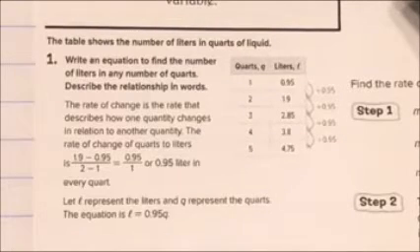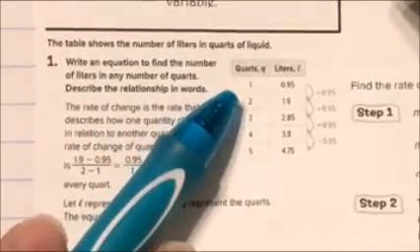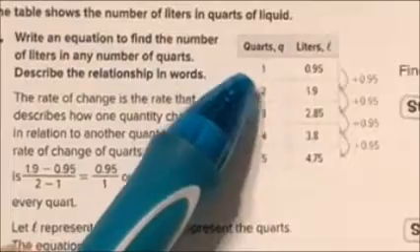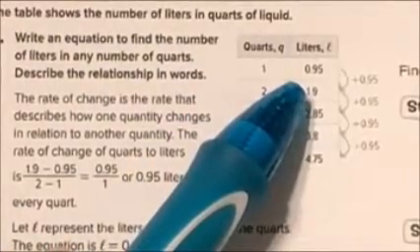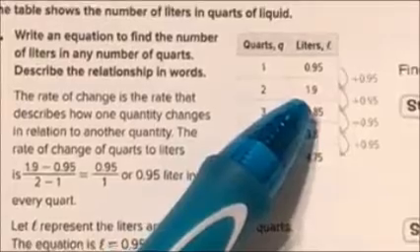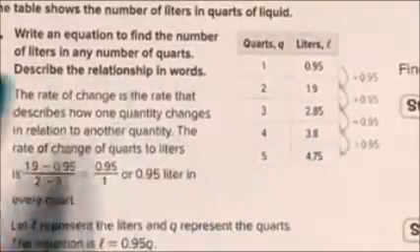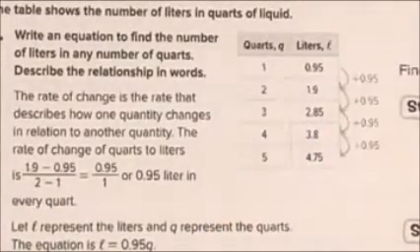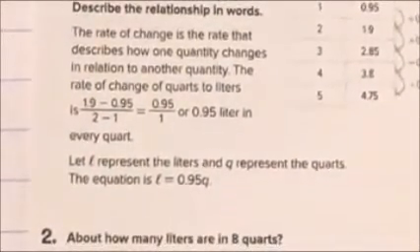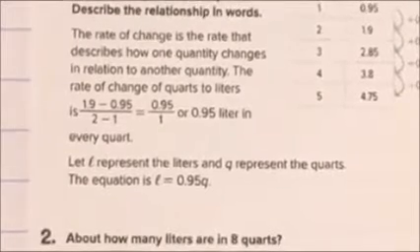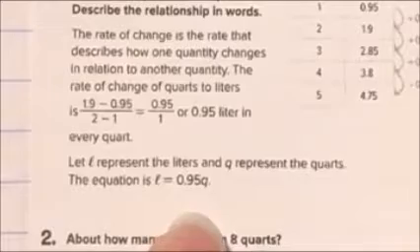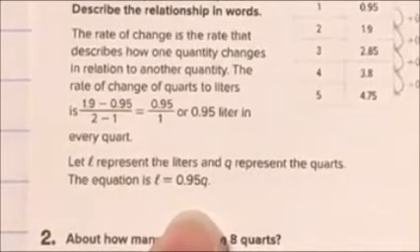So the rate of change is the rate that describes how one quantity changes in relation to another. So if I look at my table over here, it says 1 quart is 0.95 liters. 2 quarts is 1.9. This is a change of 0.95. Every time it goes up by 0.95. Okay? So that's my rate of change. So I can let L represent the liters and Q represent the quarts. So the equation is my liters equal 0.95 times the number of quarts that I have.